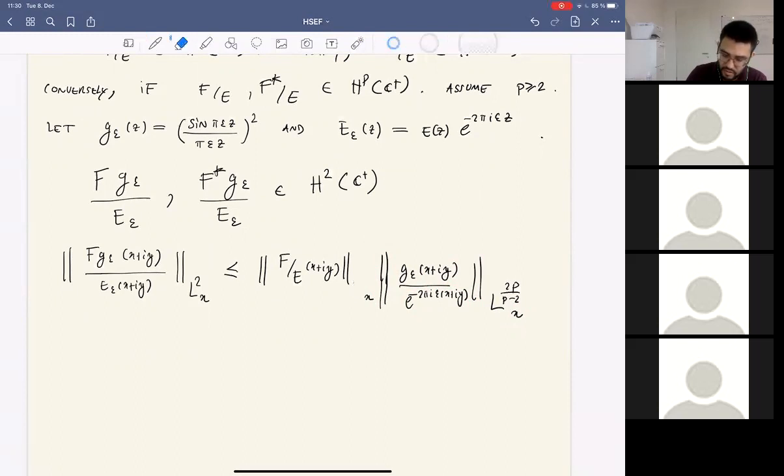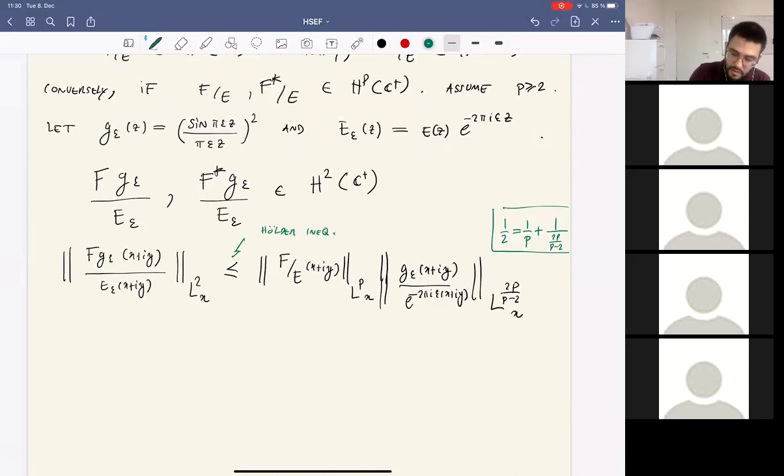Oh, this is not L2, sorry, this is LP, of course. I'm doing L2 and then P and 2P over P minus 2. The relation you should use for Holder's inequality is that 1 over 2 is 1 over P plus P minus 2 over 2P. So then this is less or equal than some constant, which I know is uniformly bounded because f over e belongs to HP. Therefore this function belongs to H2. That's just one bit of the computation you have to do for the other guys.